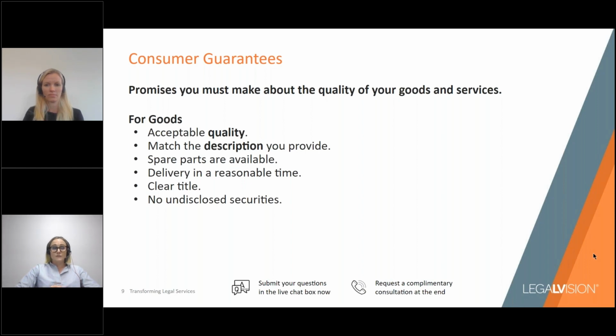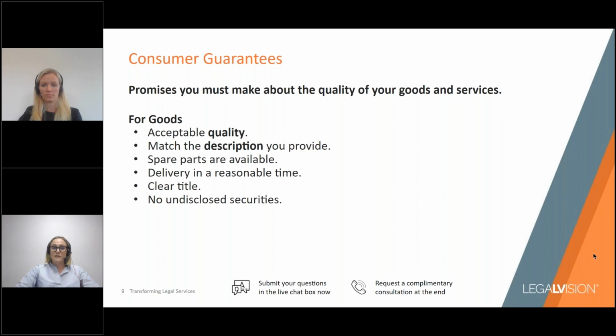If you provide goods as part of your business, you are obliged to guarantee that your goods are of acceptable quality, that they will match the description you provide to consumers, so whether it's shown in a catalogue or commercial or demonstration model that consumers may have used in store. Also that the goods are fit for the disclosed purpose and that spare parts are available for those goods, unless you have taken reasonable steps to advise consumers that spare parts aren't available for those goods in New Zealand.